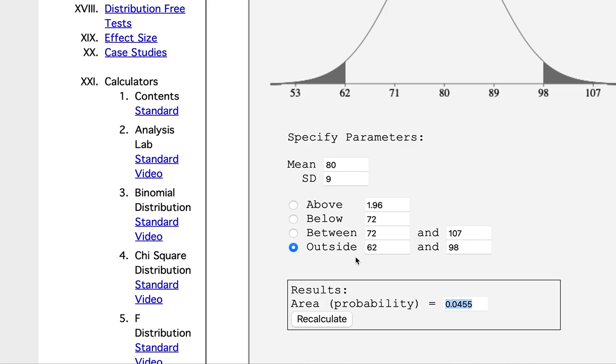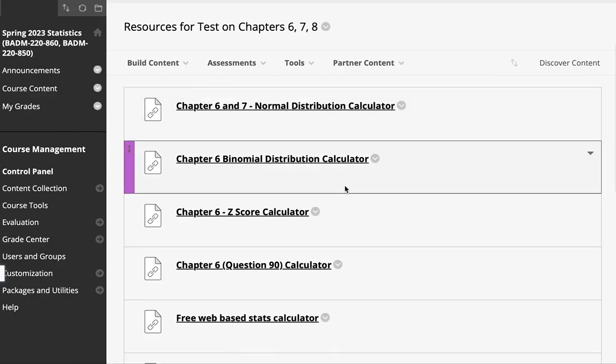So there you have that 95% or so probability that we saw in a few discussions that we've had this semester. So that's another resource that you might find handy.